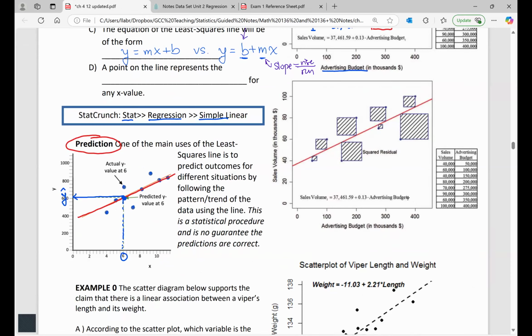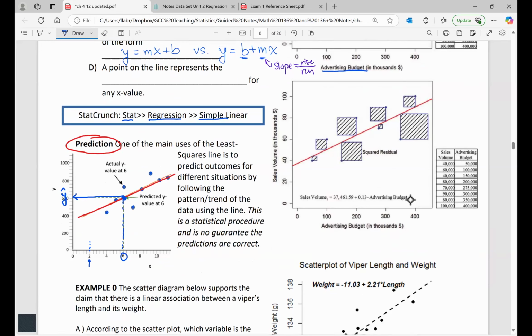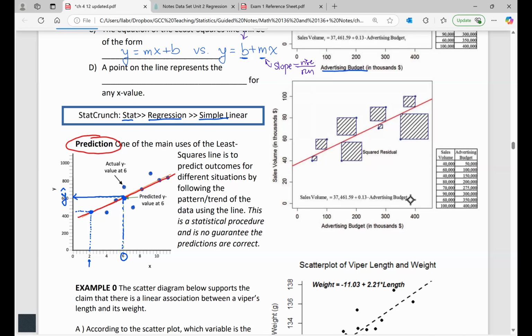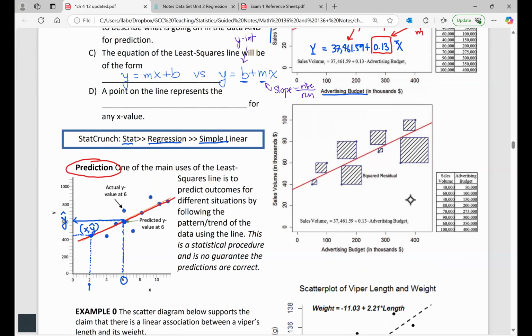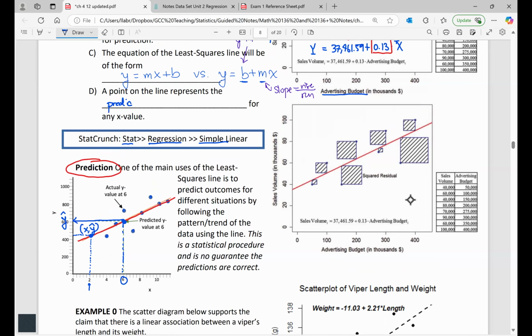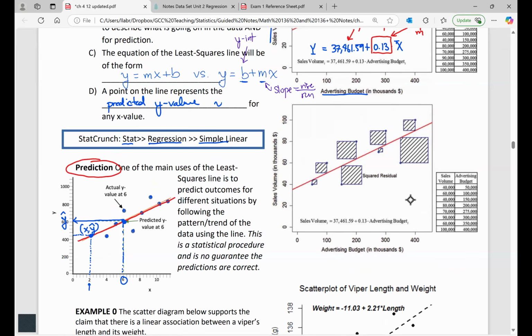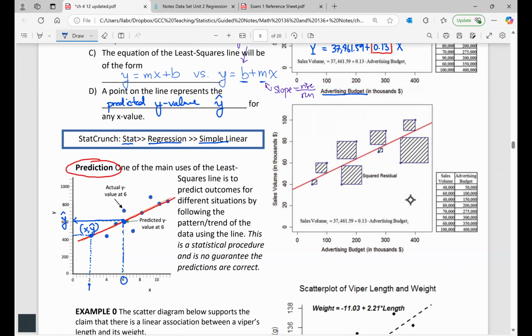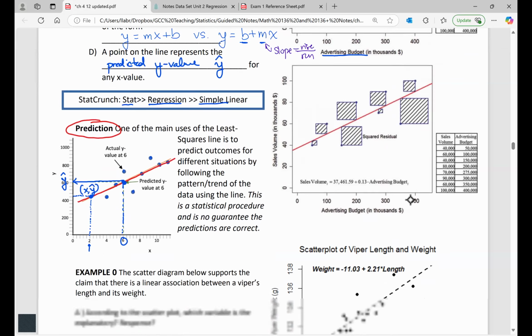If, for example, I go ahead and plug in a value of 2, plug in 2 in here, you're going to end up on your line, and you get a value of roughly 420 or 430. So every point on the line has the form of x, comma, y hat. And that's really the main point, because a point on the line represents the predicted y value for any x value. Remember, the predicted y value is going to be y hat.